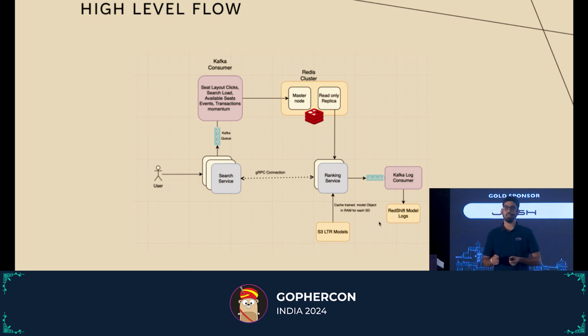Whatever is the input to the model and the output of the model is pushed to another Kafka topic, which is further consumed and aggregated in Redshift, so it can be further analyzed.